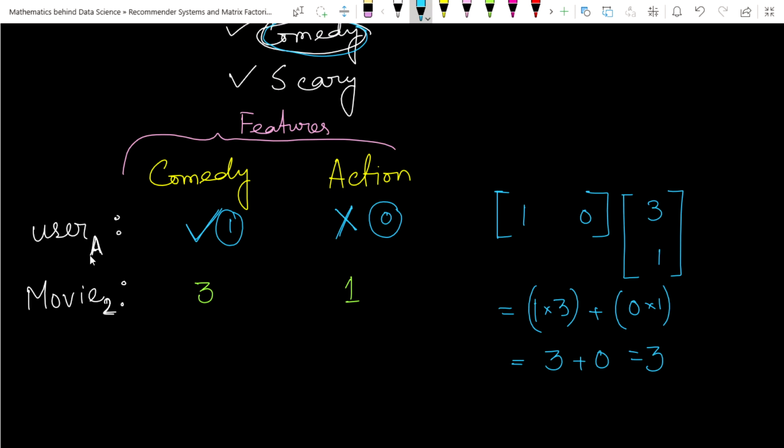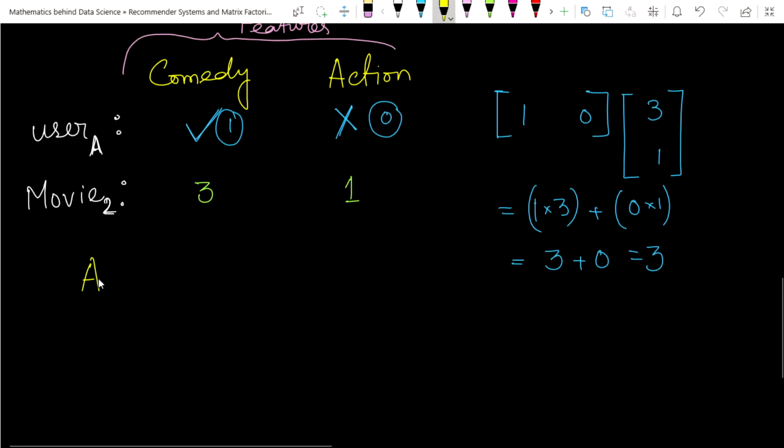So from this we can conclude that user A may give a 3 rating for movie 2. You can assume these things by sample.